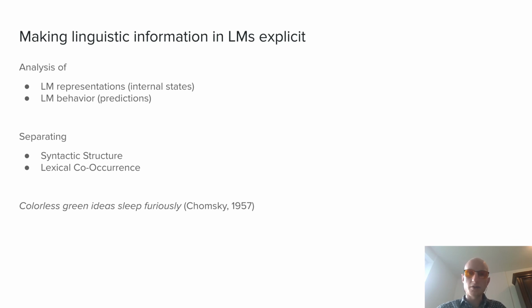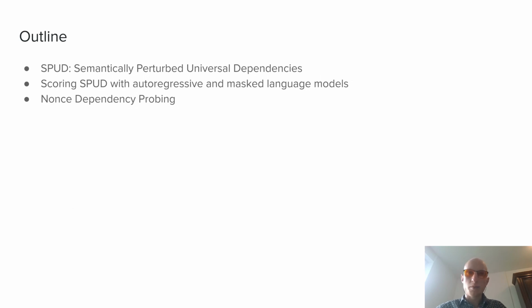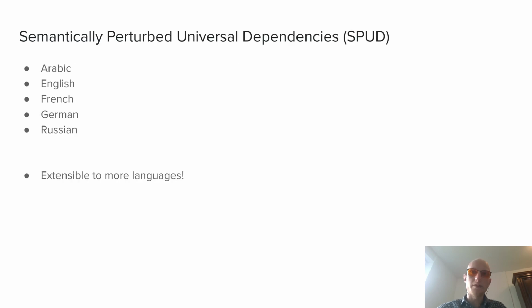We contribute to the topic in the following way. First, we present the dataset of semantically perturbed universal dependencies, or SPUD, that allows us to separate syntactic and semantic information by creating syntactically annotated nonce data in 5 different languages. Using this dataset, we show that masked and autoregressive language model perplexity scores respond to semantic perturbations differently. We also explore the effect of this dataset on the performance of structural probes, which extract syntactic trees from language model representations. We work with 5 different languages, namely Arabic, English, French, German, and Russian.